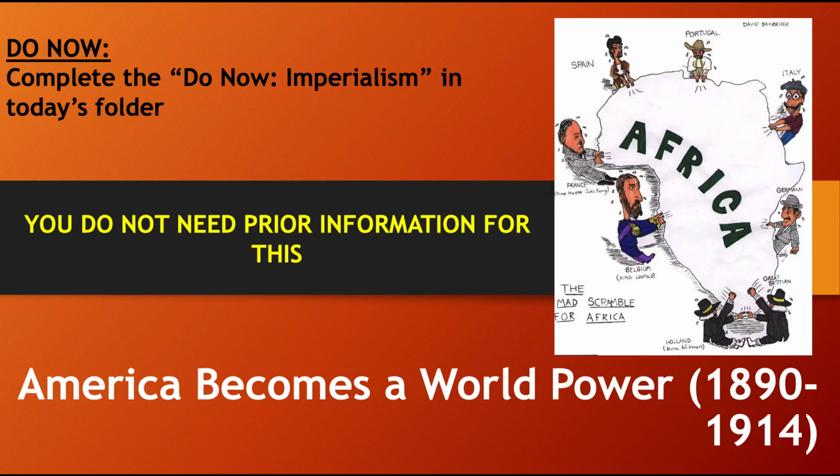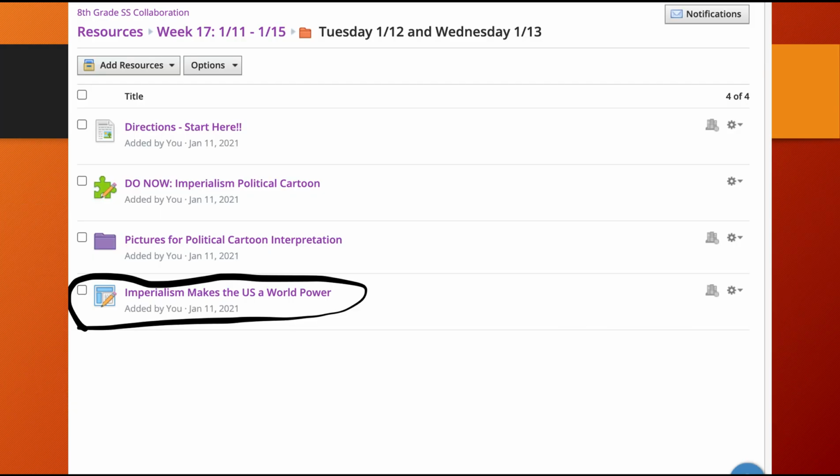Look at imperialism and how the United States became a world power. For this, we're going to focus on the time period of 1890 to around 1914.